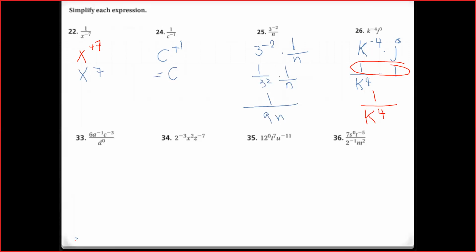Now, number 33. 6 multiplied by a to the power negative 1 multiplied by c to the power negative 3 over what? 25 and 26, both of them. It's okay. I will repeat. Shall I repeat 25 or 26? Both? Thank you.